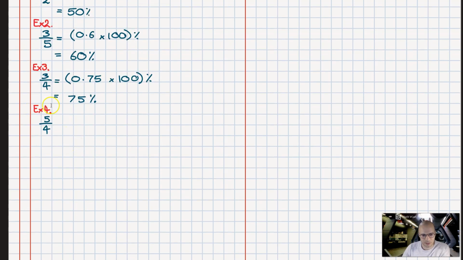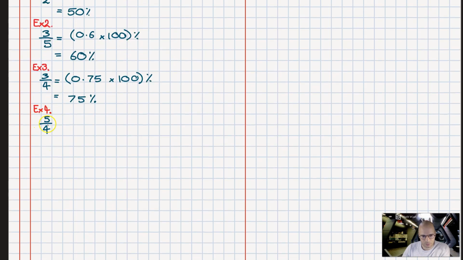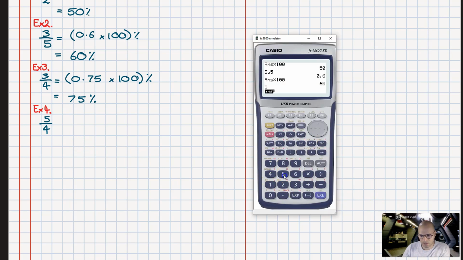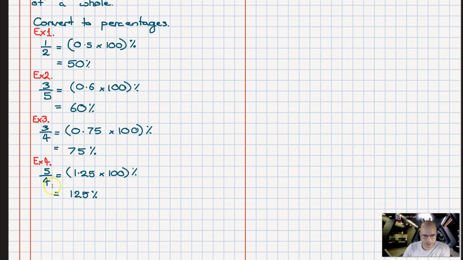Now, example 4, this is where things get a little bit different. Notice that we've got an improper fraction here. So what we're going to expect is something above the value of 1. Now, if we put 5 over 4 in the calculator, we're going to get 1.25. So, right, in brackets, 1.25 times 100%, and that's equal to 125%.